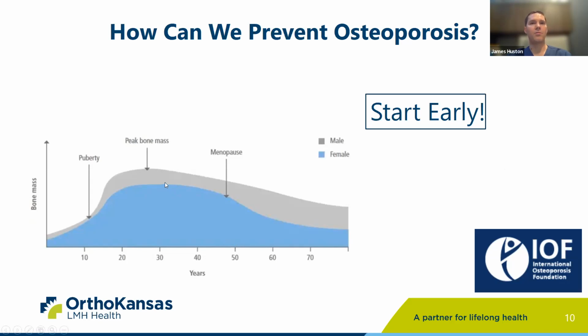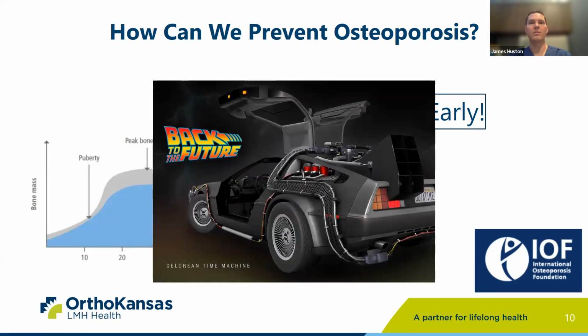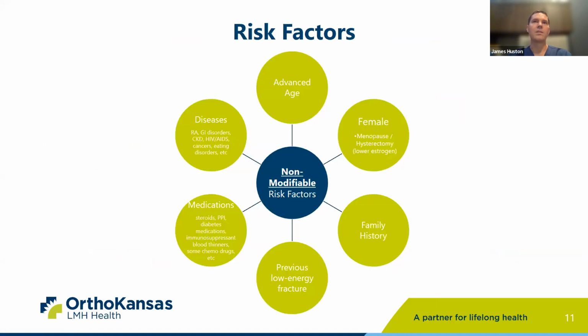And then after that point, it gradually decreases throughout the rest of life. So physical activity, healthy nutrition, anything that increases that peak bone mass actually sets people up in a positive way to be less likely to have major issues with osteoporosis down the line. Unfortunately, unless we have the DeLorean, we can't exactly go back in time and change that at this point in time. So these are some of the risk factors to be aware of that are not modifiable.